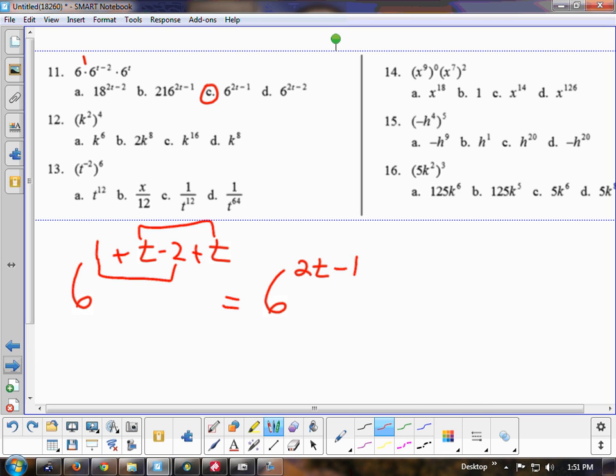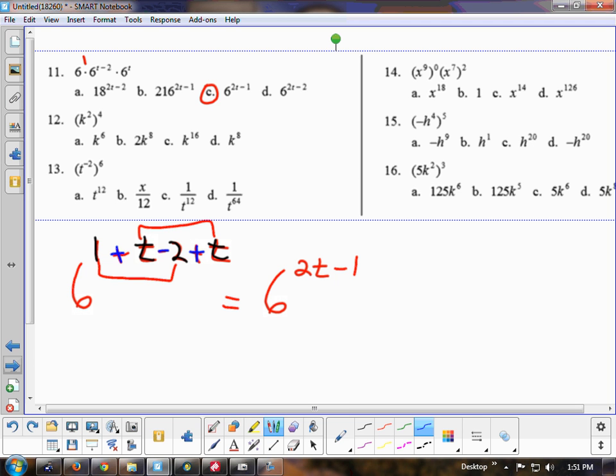Okay, that was a little tricky. So be careful with that. Again, this is 1 plus t minus 2 plus t. And don't get your plus signs messed up with your negative signs on that one.